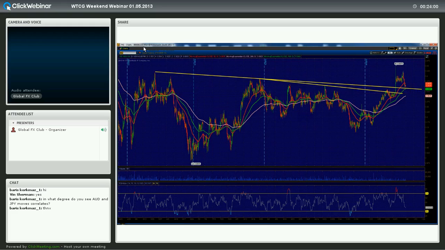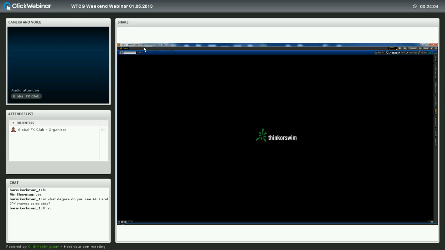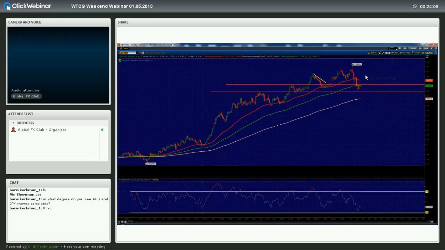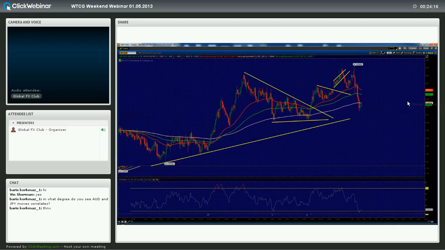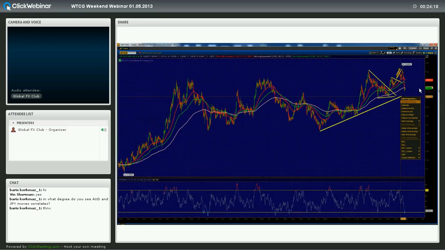Let's do some of the pound crosses. Pound Aussie is kind of just going sideways. 182 is support. I don't see a compelling setup here though yet. Pound Kiwi, compelling setup, there is actually. It's just a little bit lower than we are right now.